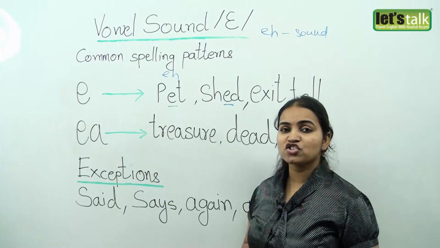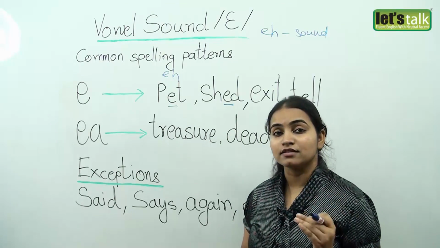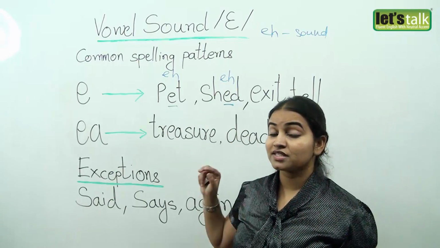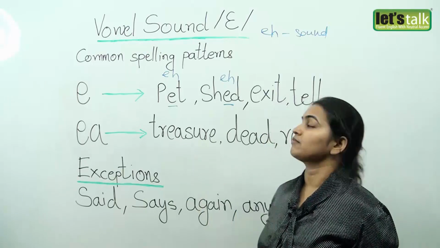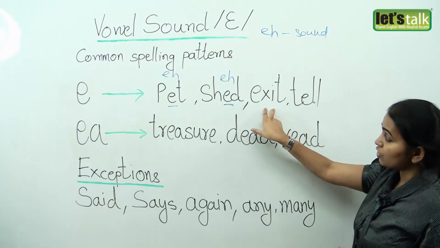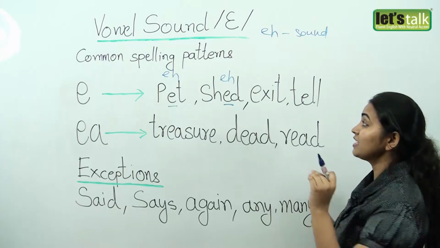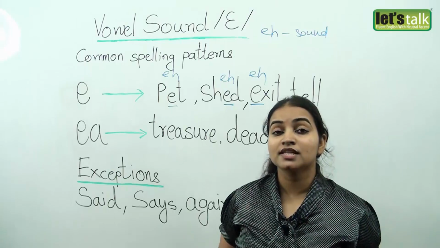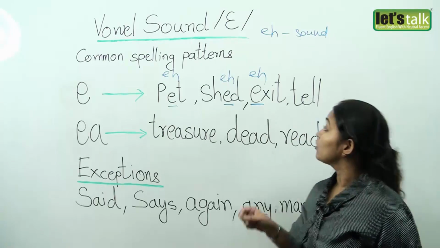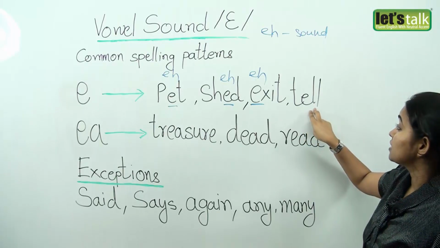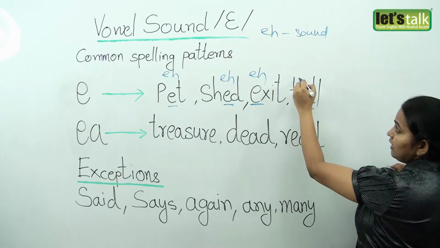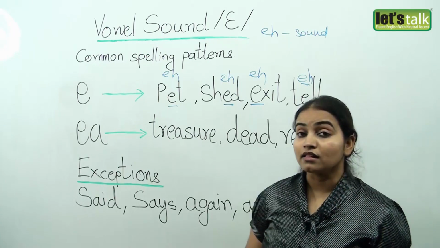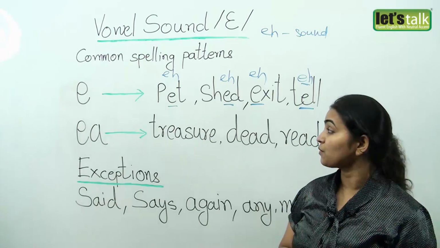Another word, shed. I don't say sheed, I say shed. So the E brings about the sound. So it is a shed. And the next word, exit. The E in this word again gives me the sound. So it is an exit. And your last word, tell. The E again in the middle of this word gives me the short E sound, so it is tell.